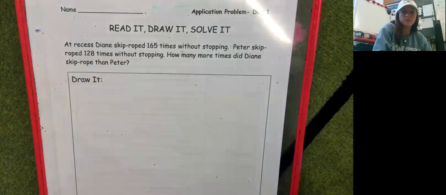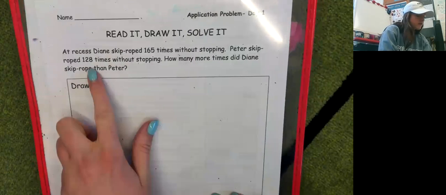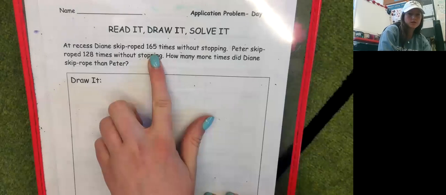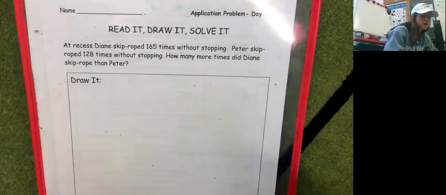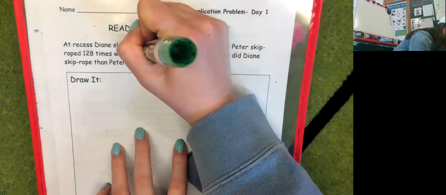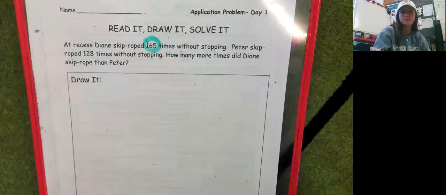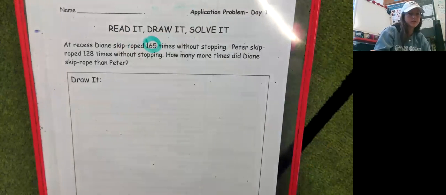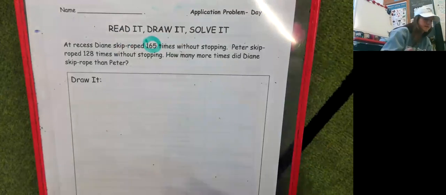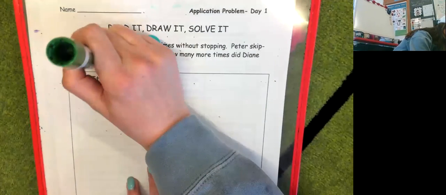Remember, we're going to read it and then circle or underline the important information that we know from the problem so that we can start to draw it and solve it. So we do know already that Diane skipped rope 165 times without stopping. So I'm going to circle this number, 165, so I know that's how much Diane skipped. We also know that Peter skipped rope 128 times without stopping, so I'm going to circle that number.